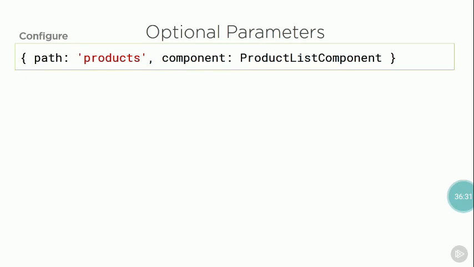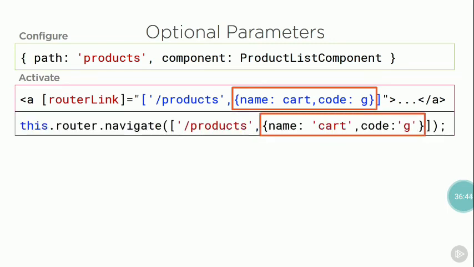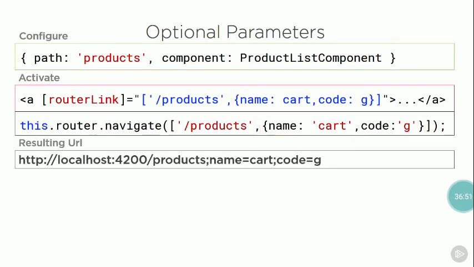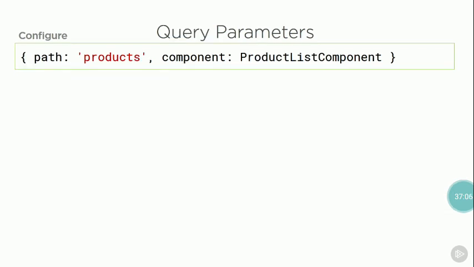When defining optional parameters, we don't specify them as part of the route configuration. We instead specify the parameters when activating the route, either in the template or in the code. The optional parameters are specified as a set of key and value pairs in a single element of the array. The resulting URL looks a bit odd, with the key and value pairs separated with semicolons. The routed component can then read the parameters using syntax like this. The argument to the get method is the key from the key and value pair.